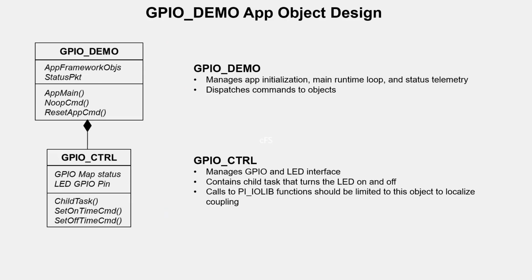The GPIO demo app object design is very straightforward. There's just two components. The main app manages the app initialization, the main runtime loop, and the status telemetry, and then it dispatches commands to the objects for processing. The GPIO control object manages the GPIO and LED interface. It contains a child task that turns on and off the LED, and it's the only place that calls to the GPIO Live functions are made, so that way it limits the coupling to just this object.